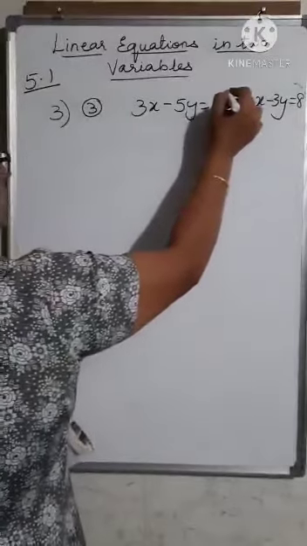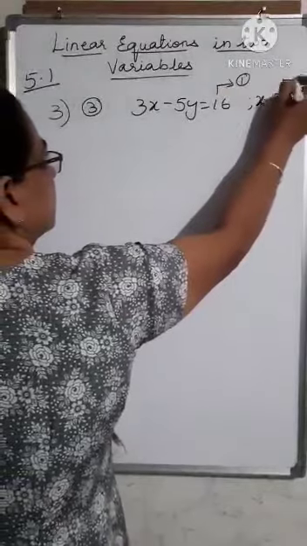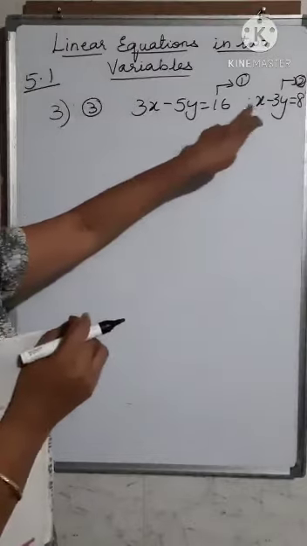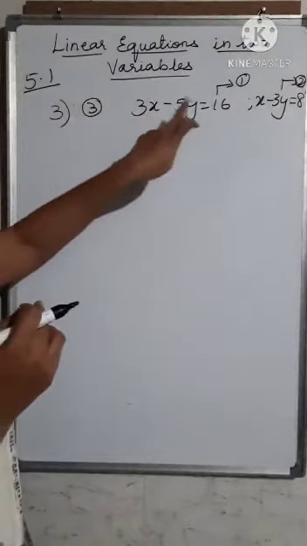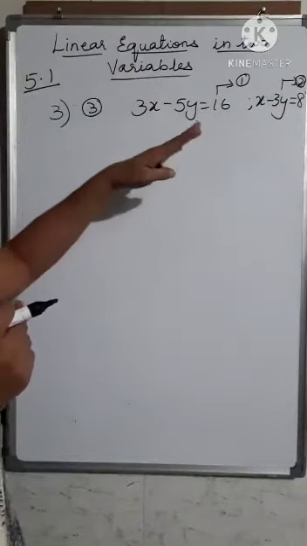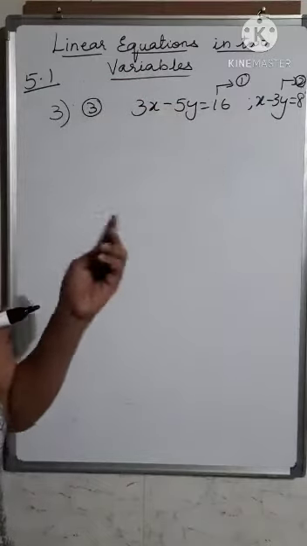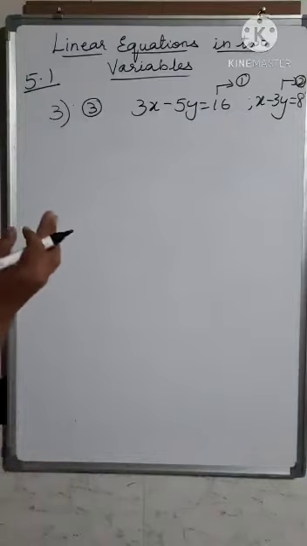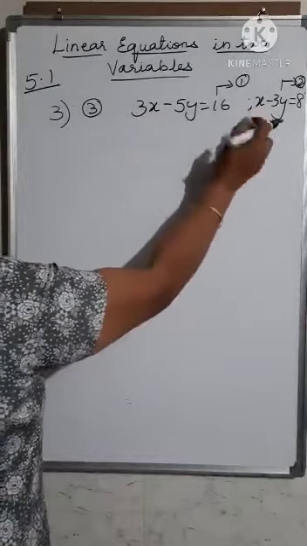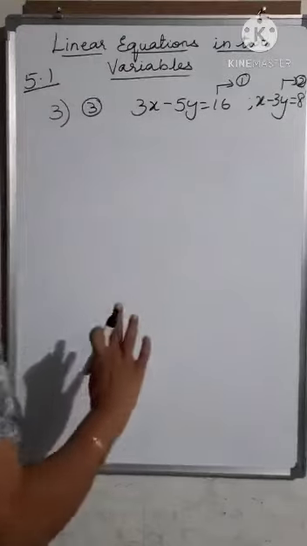So here we will consider this as the first equation, and this as the second equation. Now what you have to see is that neither the coefficient of x nor the coefficient of y are the same. So you have to multiply any one of the equations or both the equations by the coefficient of the other equation and make the coefficients equal. So here you have 3 and here you have 1. Now if I multiply this equation by 3, I can make the coefficients of x equal.